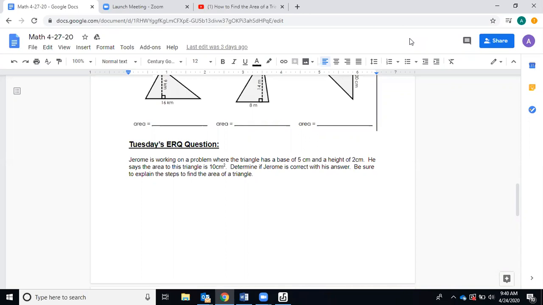So when I look at that, what do you think we need to do for our power word? And I see "determine." You should have said we need to determine if Jerome is correct. Did he actually do the problem correctly? And we need to explain. We need to explain the steps to find the area of the triangle. So what do we need to do? Just like I said before, we have to determine if he is correct, and we have to explain the steps to find the area of the triangle. So I have my DWB written out for you.